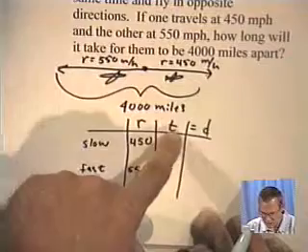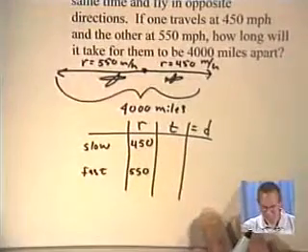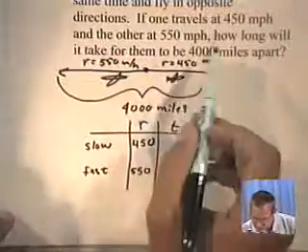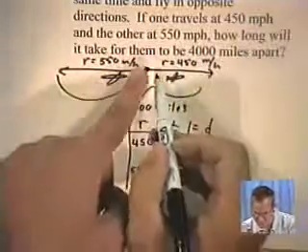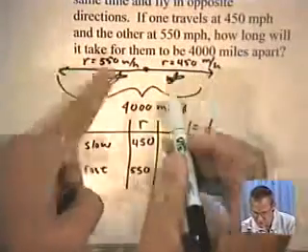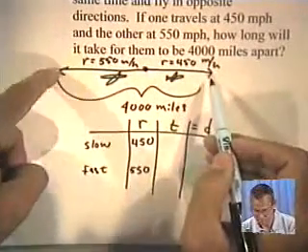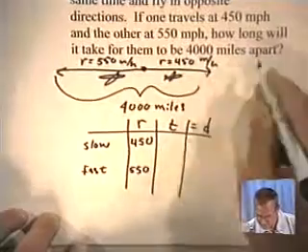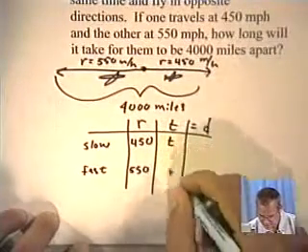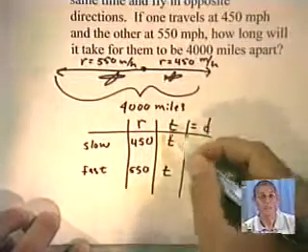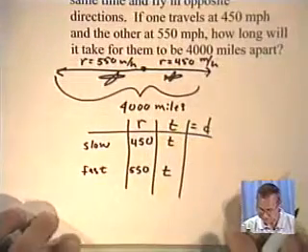Now, we have to figure out what our time is going to be. Well, we're looking for the time. Actually, we're looking for the time that it takes for them to be 4,000 miles apart. Well, if they leave at the exact same time, the times are going to be equal. So how about if I let t be my variable time? And notice that the times are equal. This is the unknown quantity that we need to solve for.